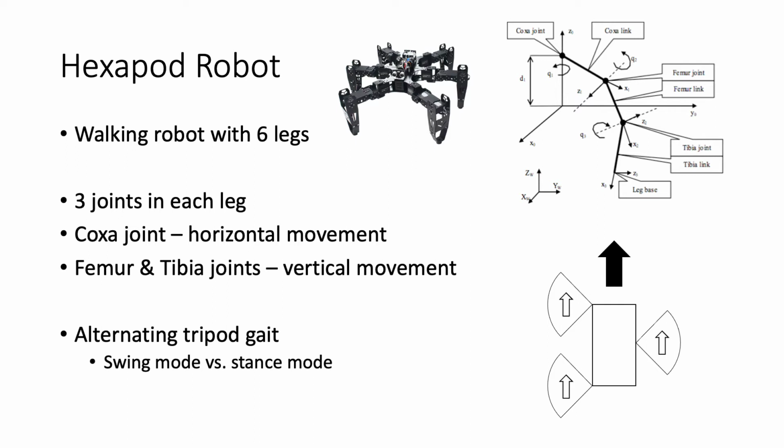the leg. And a typical gait of a hexapod robot is an alternating tripod gait, which means 3 legs are in swing mode and 3 legs are in stance mode. So in every step, three legs will be swinging and the other 3 will be stabilizing the robot.